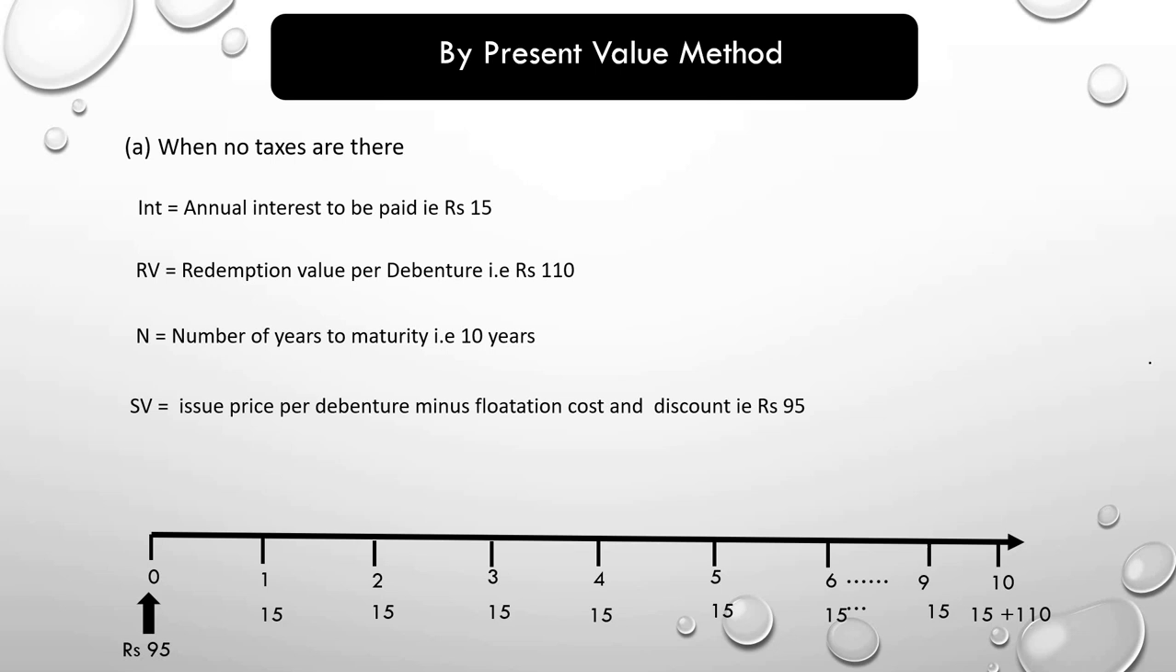Now, since the method says present value method, what we have to do is convert each and every outflow into the present value. First of all, I am going to convert 15. Since we are paying the interest at the end of year 1, first we convert rupees 15 into the present value. Then the next 15 into the present value, and then the third year amount that we are paying. Similarly, we are going to convert all the cash outflows into the present value.